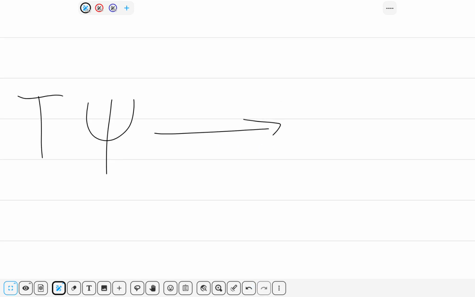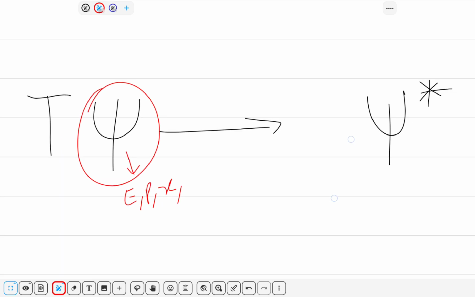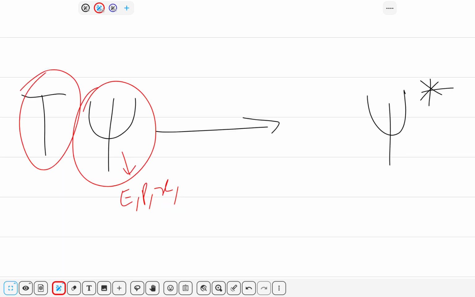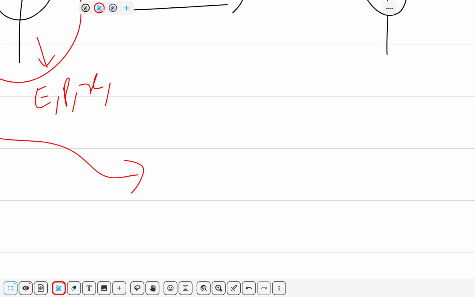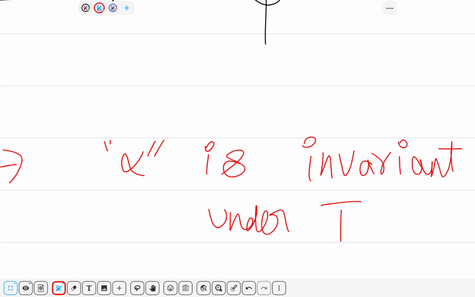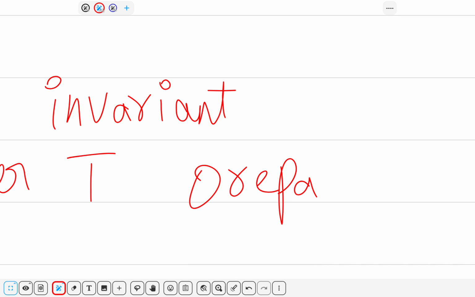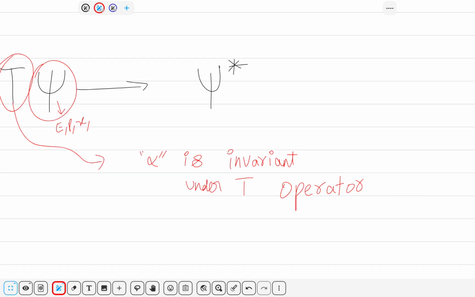after transforming, this wave function might get changed. I might get some other wave function, but if there is some property of this wave function, I don't know, energy, momentum, position, something of this system which is still conserved after applying this T, let me call that quantity alpha. That quantity alpha is invariant under T transformation. Let's say operator. Okay, this is already going nuts.